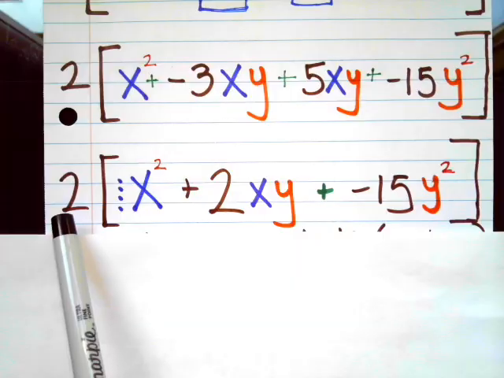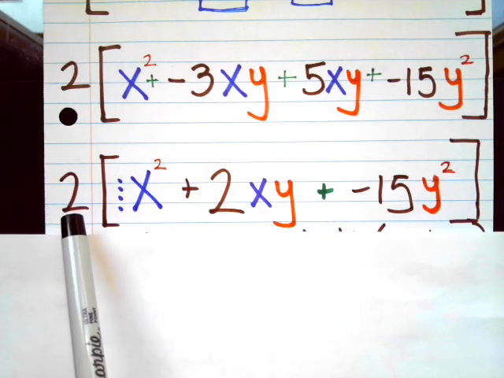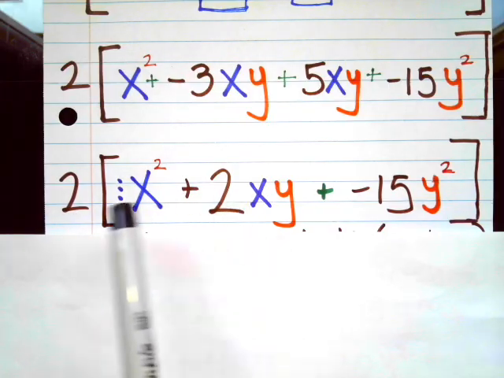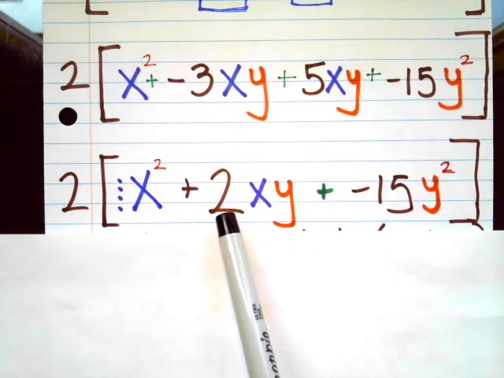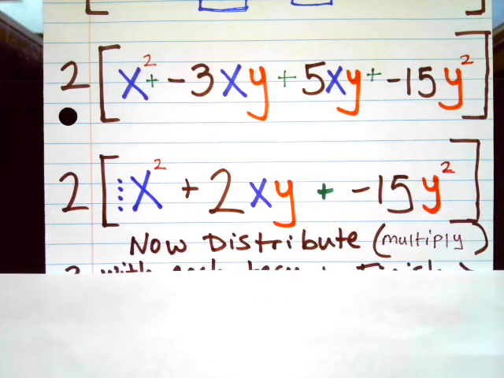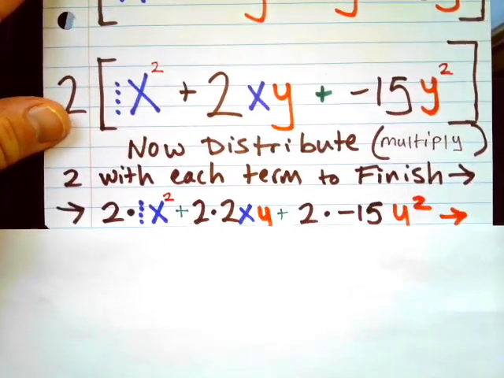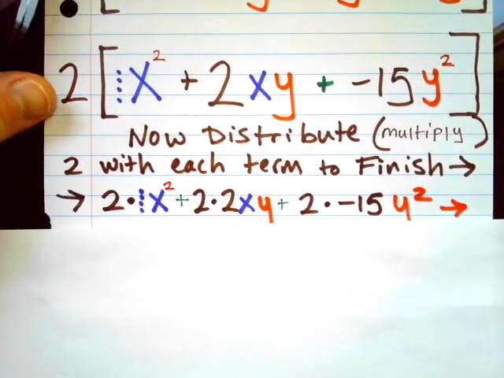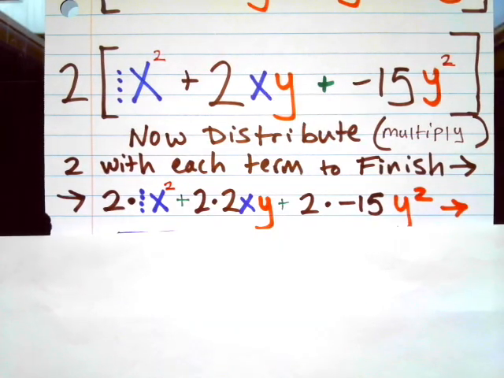I must complete the last step, which is distributing this 2. And that just means multiplying this 2 times each of the 3 terms inside the parentheses. 2 times 1x is 2x squared. 2 times 2 is 4xy. 2 times a negative 15 is a negative 30y. I don't want to skip any steps. I don't want to go too fast. So again, yes, we're distributing. That means we're multiplying the 2 with each term in order to finish.